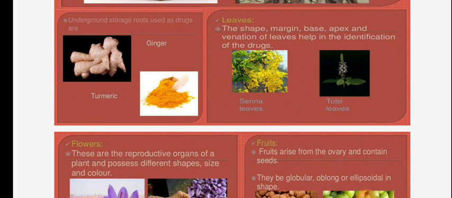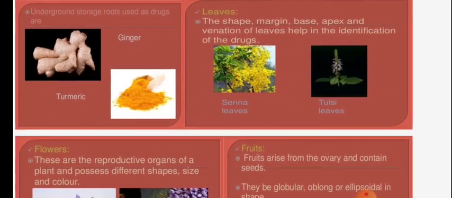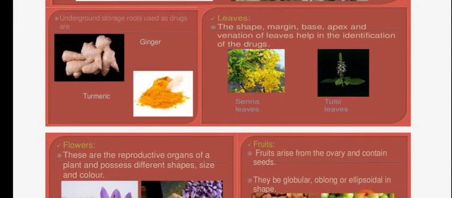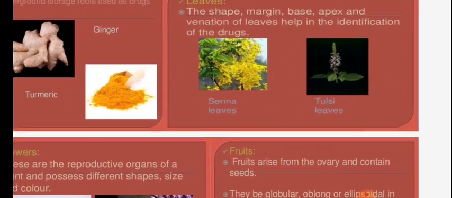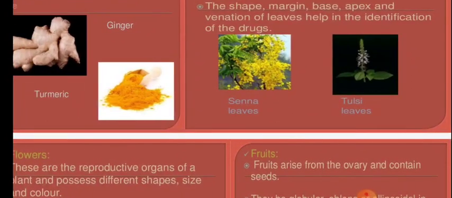Based on the storage of the roots or the storage conditions like rhizomes, they are selected from the field and processed: removal of the soil, removal of the dirt material, and proper shade drying. Next, some leaf drugs. You are observing here senna leaves.